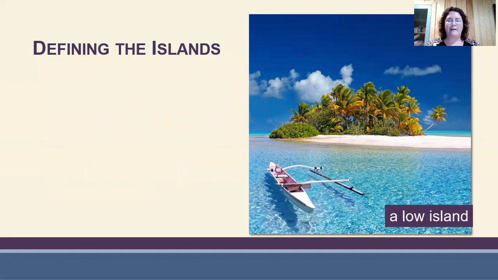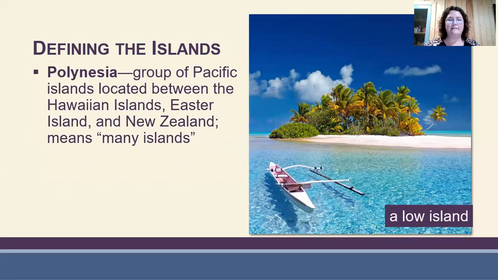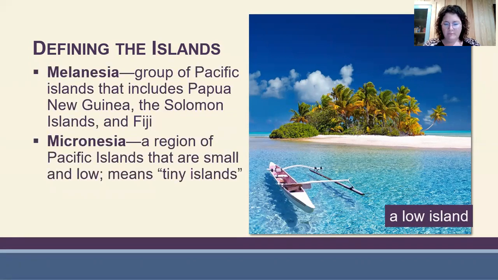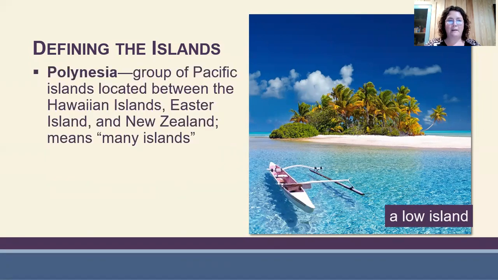Micronesia, meaning small islands, is north of Melanesia and east of the Philippines. Most of Micronesia's more than 2,000 islands are small and low. Some are less than 1 square mile in size. Polynesia, meaning many islands, lies within the Great Triangle formed by the Hawaiian Islands, Easter Island, and New Zealand.